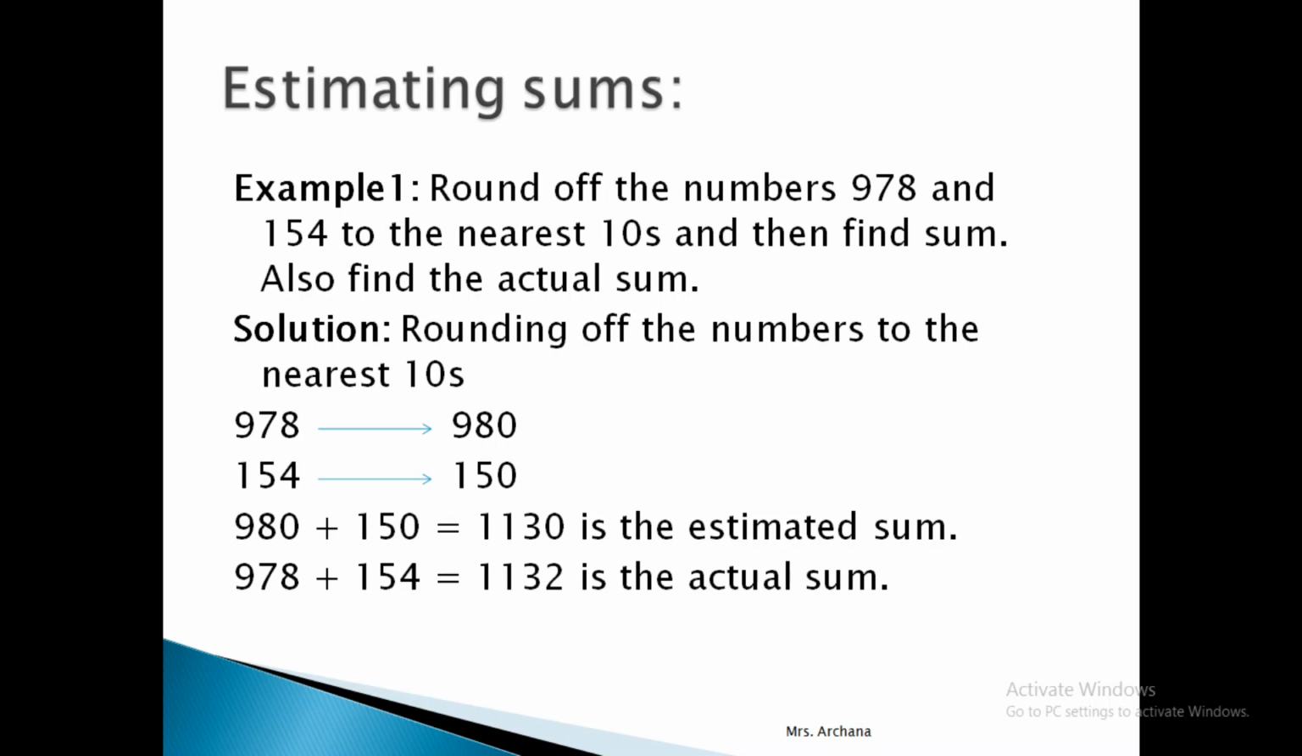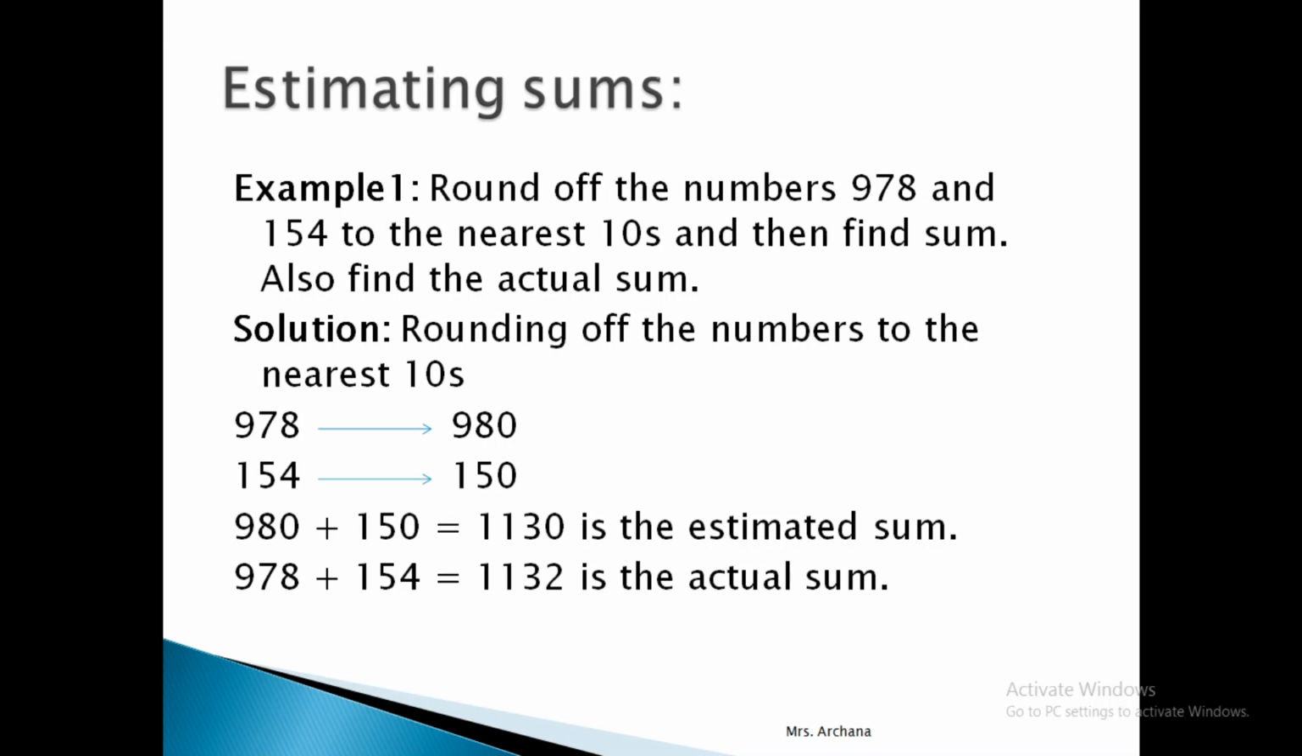See here example, round up the numbers 978 and 154 to the nearest tens and then find the sum. Also find the actual sum. That means before rounding off, you have to calculate the addition, and after rounding off also you have to calculate the addition value.